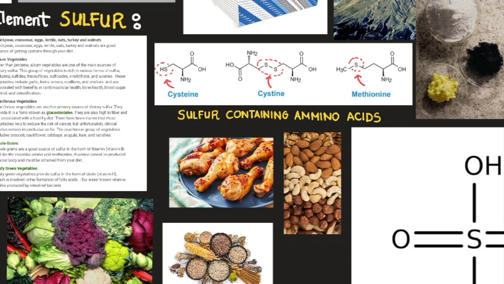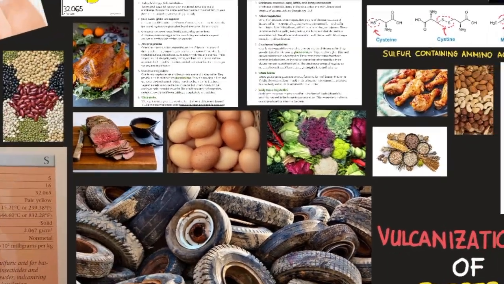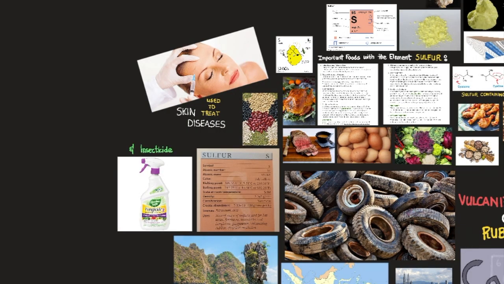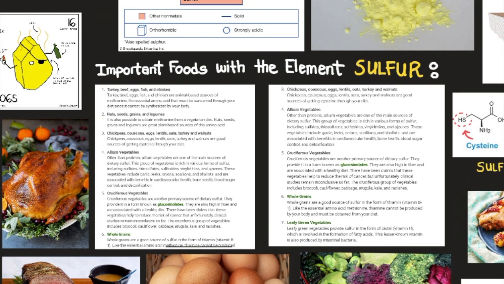But in order to get these sulfur atoms within your body, in order for these amino acids to be formed, you need to consume things such as nuts, chicken, whole grains, green vegetables, eggs, lean meats, legumes, turkey, and various other foods not mentioned that also contain the element sulfur. So zooming in, we have the overall details of what foods contain sulfur that are essential for the body.